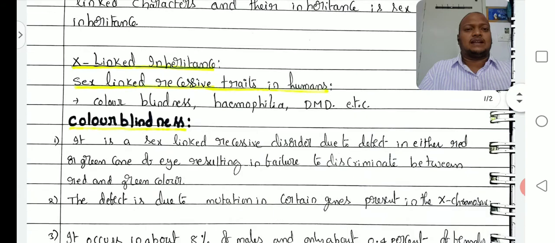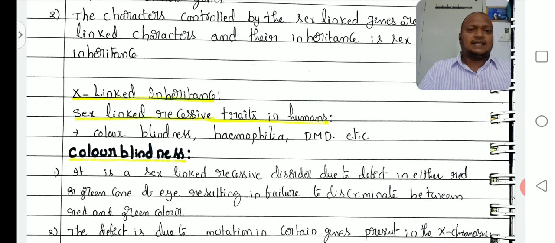Next one, X-linked inheritance, sex-linked recessive traits in humans. So what is meant by X-linked inheritance? X-linked inheritance means that it is related to the X chromosome. The sex-linked inheritance related to the X chromosome is called X-linked inheritance. In this we are going to discuss allosomal recessive disorders only, sex-linked recessive traits in humans. Color blindness, hemophilia, and DMD are the examples.